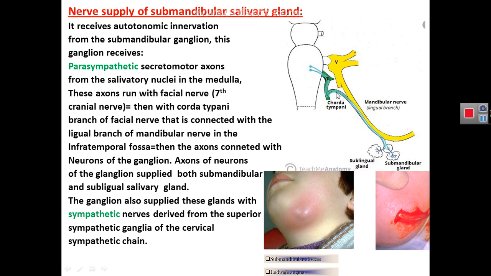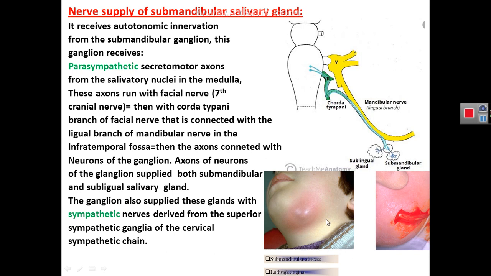So the axons of the salivatory nuclei then run with the lingual nerve, and via the lingual nerve these axons reach the submandibular ganglion and connect with the neurons of this ganglion. Axons of the neurons in the submandibular ganglion supply the sublingual and submandibular salivary glands with parasympathetic innervation coming from the salivatory nuclei, and also these two glands are supplied with sympathetic fibers coming from the superior cervical sympathetic ganglion of the cervical sympathetic chain.